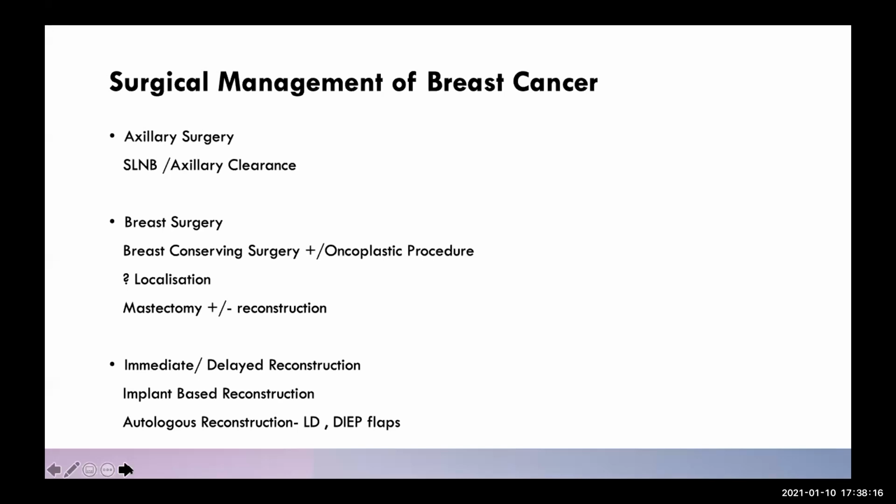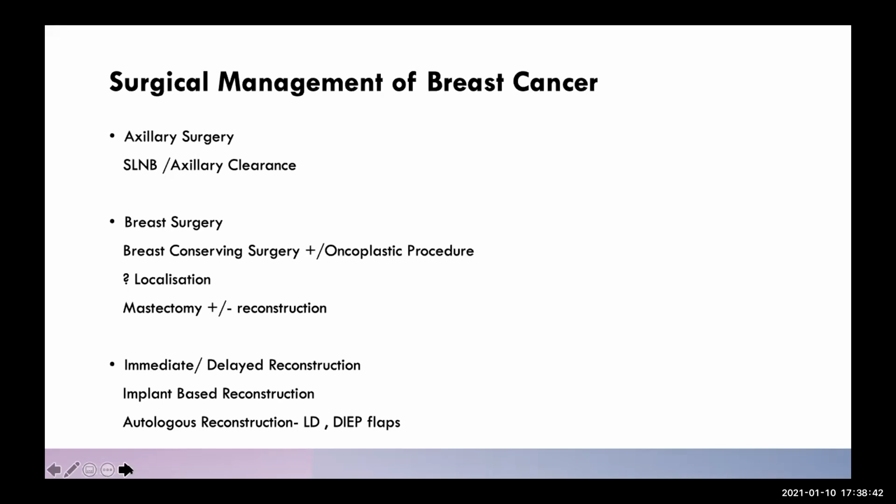Then with regards to breast surgery, this is the discussion that we have in our MDT with the radiologist to see how extensive the disease is, whether breast conservation is an option, and if it is, can we do something like an oncoplastic procedure to improve the cosmetic outcome? And like I said to you, if the cancer is not palpable, then can we localize it? And if so, there are different methods out there to localize this.